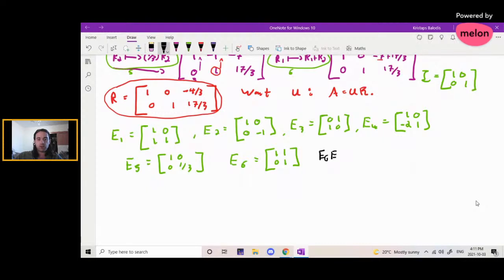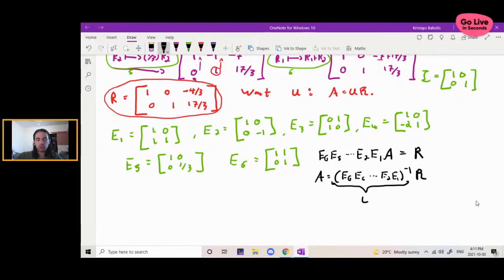And so, we talked about this last time already, that now we know that E6 times E5 times ... times E2 times E1 times A is equal to R. And I could figure out the matrix U, right? So A is going to be just multiplying the inverse of this. So I could go E6 times E5 down to E2 times E1, and then take the inverse of that matrix and multiply it by R. And this will give me my matrix U in this case, right? But here's a problem with this.